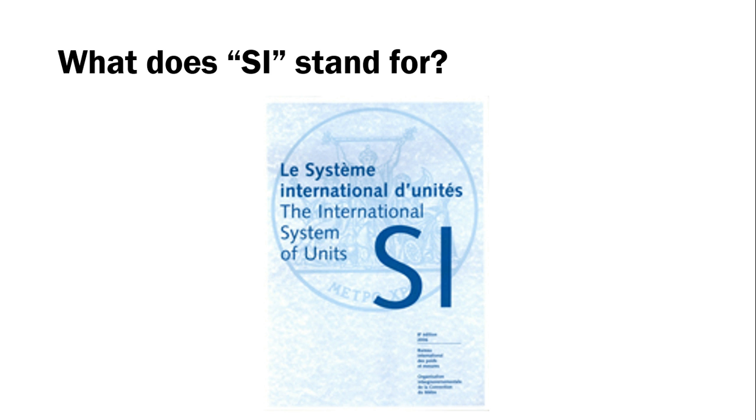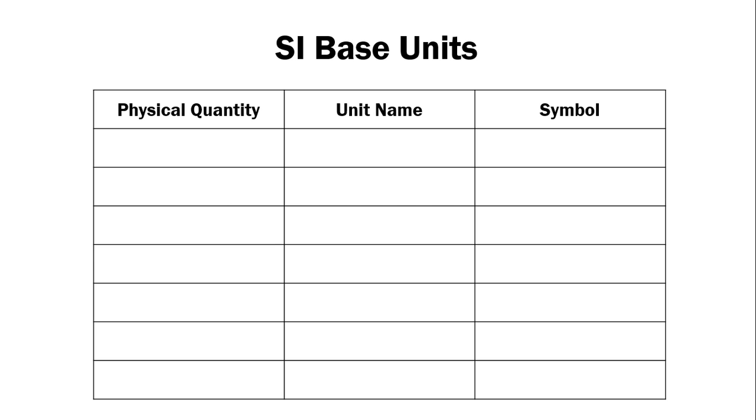Okay, in this video we are talking about measurement, units, precision, accuracy, and significant figures. The term SI units refers to the International System of Units, or in French, Le Système International d'Unités. And there are 7 of these so-called SI base units.